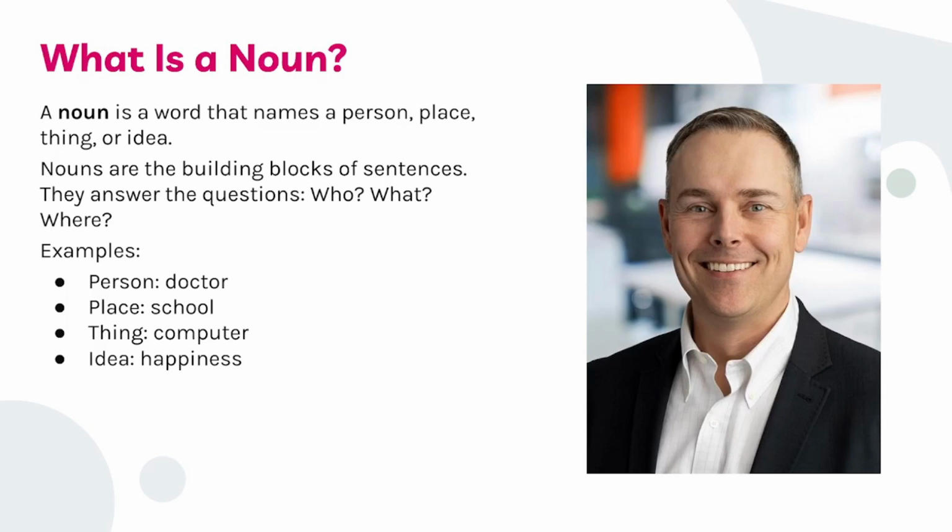Look at these examples. When we say who, we say the doctor. When we say what, we say the computer. When we say where, we say the school. So you see now, nouns help us to name persons, places, things, or ideas. Like we have here, a doctor, a school, a computer, happiness, all this.